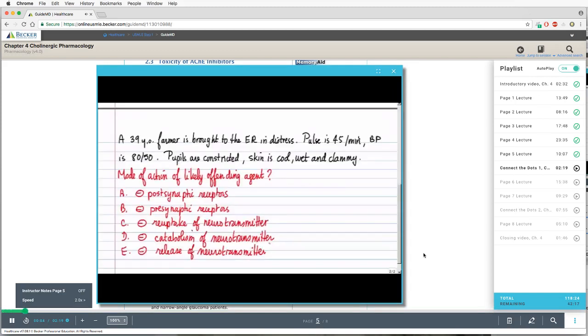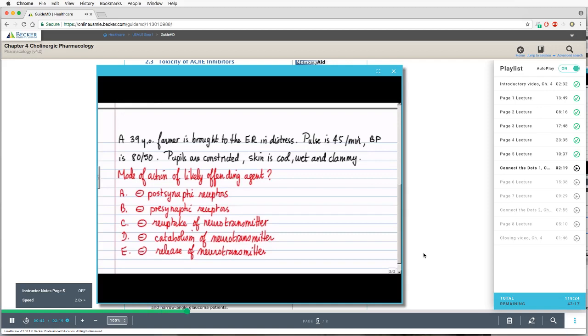Here you have a 39-year-old farmer brought to the emergency room in distress. You measure the pulse as 45 beats per minute, a blood pressure of 80/50. The farmer's pupils are constricted. The skin is cool, wet, and clammy. Very characteristic, isn't it? I would like the mode of action of the likely offending agent. Your choices are blockade of postsynaptic or presynaptic receptors, or reuptake, catabolism, or release of neurotransmitters.